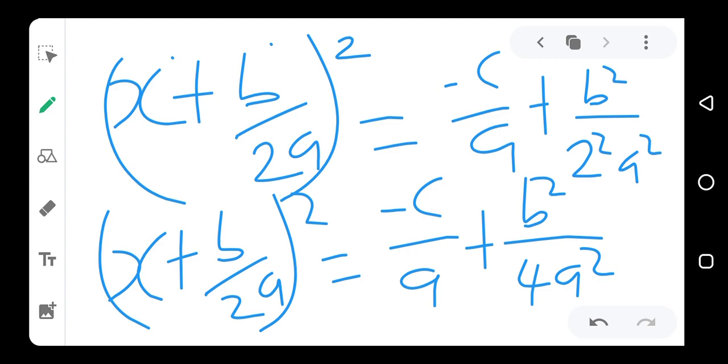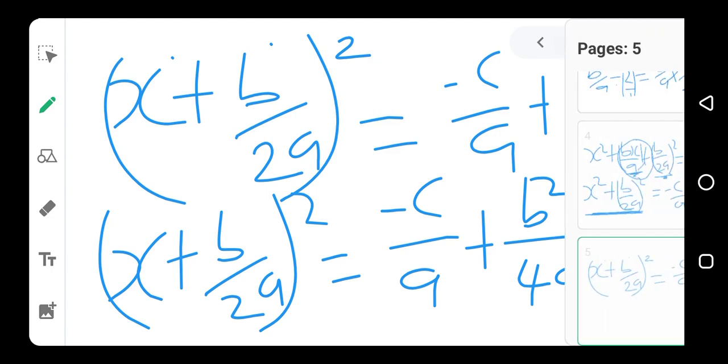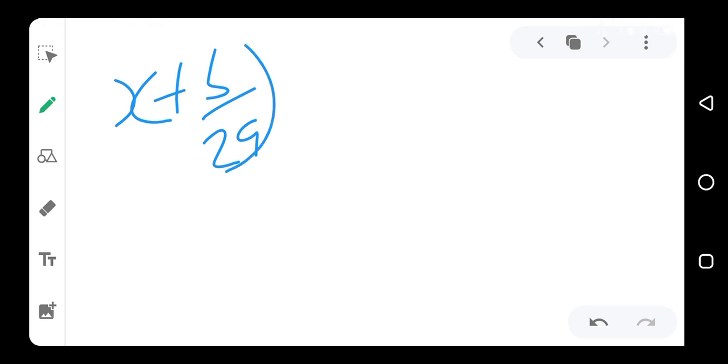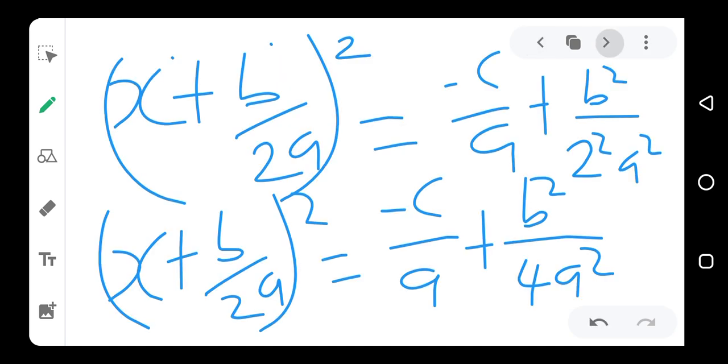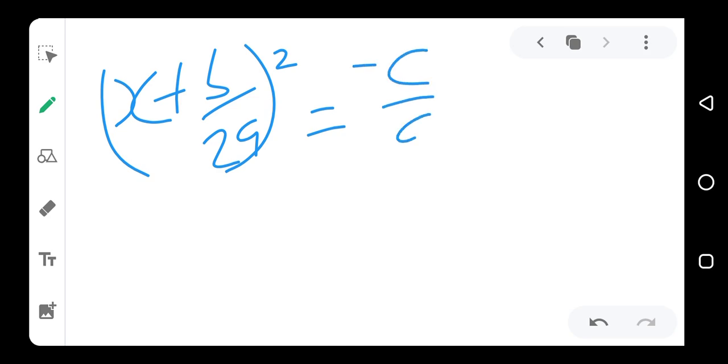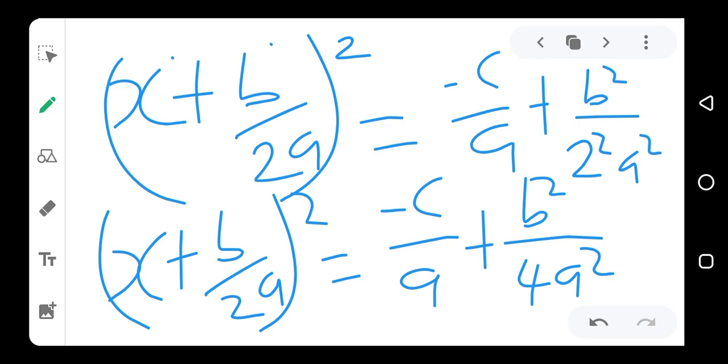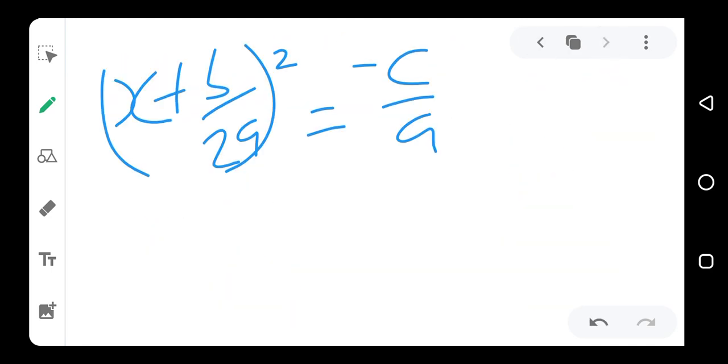Now with this, we find the common factor between a and 4a squared. It's going to be 4a squared. Now we have that (x + b over 2a) squared over 2a squared is equal to minus c over a. Then we are looking for the common factor.